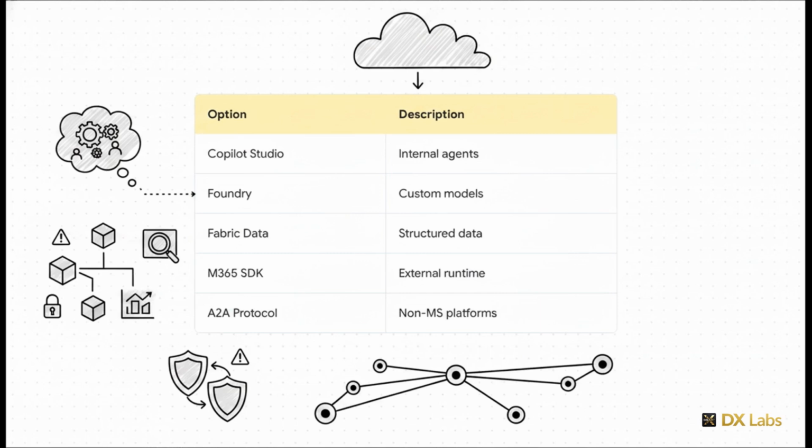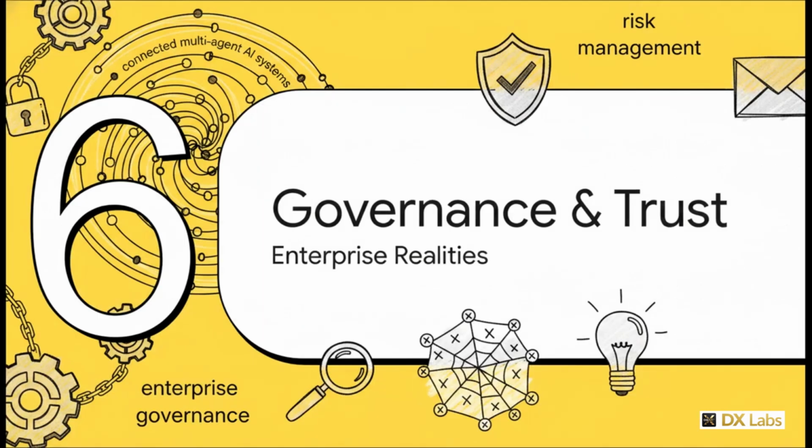Furthermore, if you need to connect to a partner running an agent entirely outside the Microsoft ecosystem, you'd utilize the Open Agent-to-Agent, or A2A protocol. Keep in mind, however, that preview options like Foundry and Fabric carry production limitations, such as restricted topic redirect nodes, so you've definitely got to factor those into your architecture. Section 6. Governance and Trust Boundaries, the Enterprise Realities.